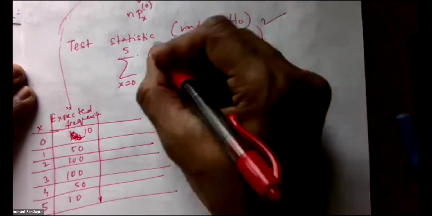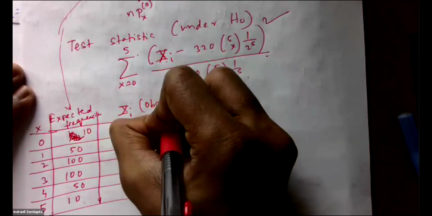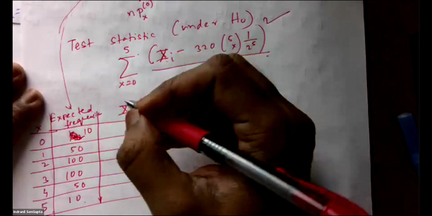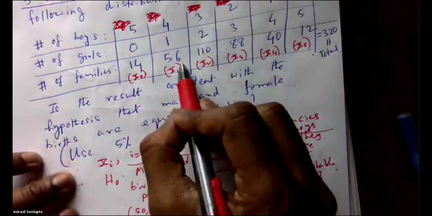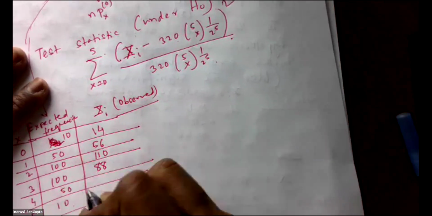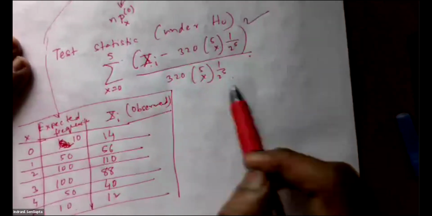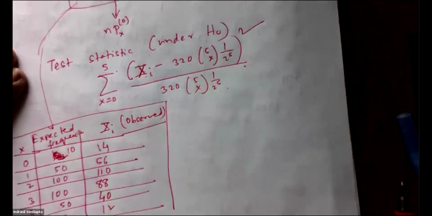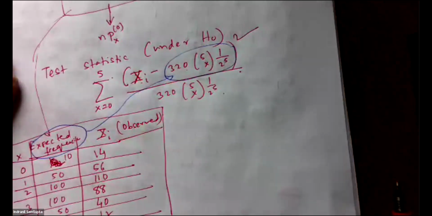And these Xi's, the observed, are given to be 14. I'm just copying this one. So 14, 56, 110, 88, 40, and 12. So now from this little table, you can compute this number, right? You have all these things. These are the expected frequencies for various values of x. Okay.